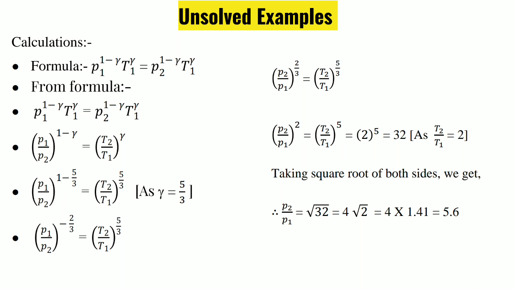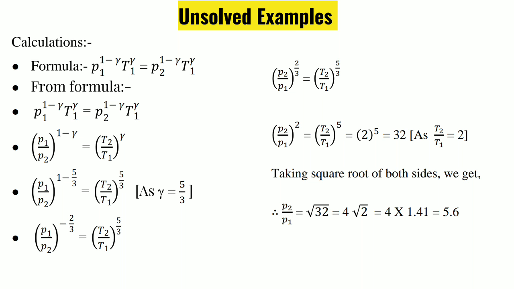-2/3 और 5/3, 3 को कैंसिल कर दिया है. Okay, so what we are getting, okay, कैंसिल करने से पहले over here you will see that it is -2/3. -2/3 तो इसको उल्टा कर सकते हैं. It is P1/P2 raised to -2/3. उल्टा कर देंगे, so minus sign will go away. So what it will be, P2/P1 is equals to 2/3.